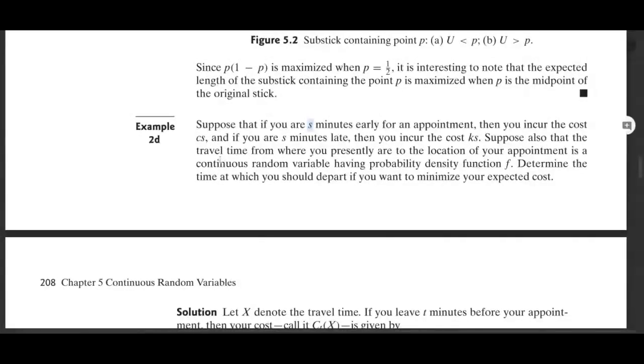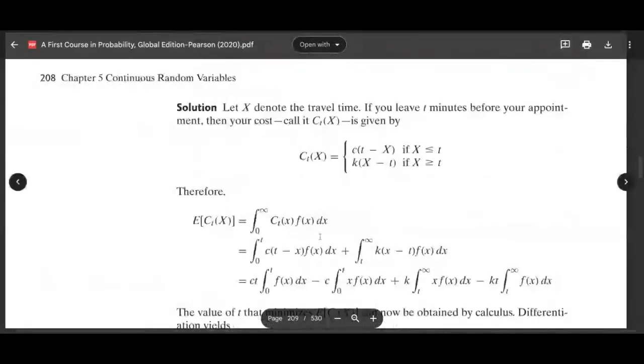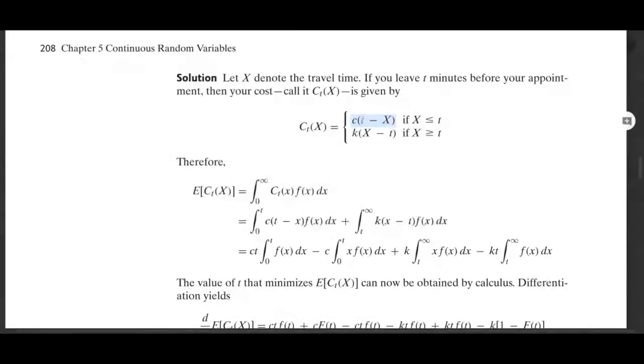So this is saying if your estimate is late. That's C, so that's why we have here t minus X, because X denotes the travel time. If you arrive early, you get t minus X times C. Then if you are late, you use more time. If you're early, you use less time. If you're late, you use more time. So that's X minus t times K. This is for X greater than t, and this is for X less than t.